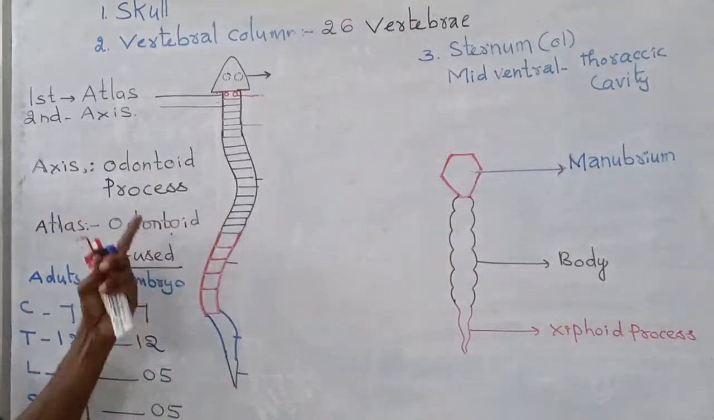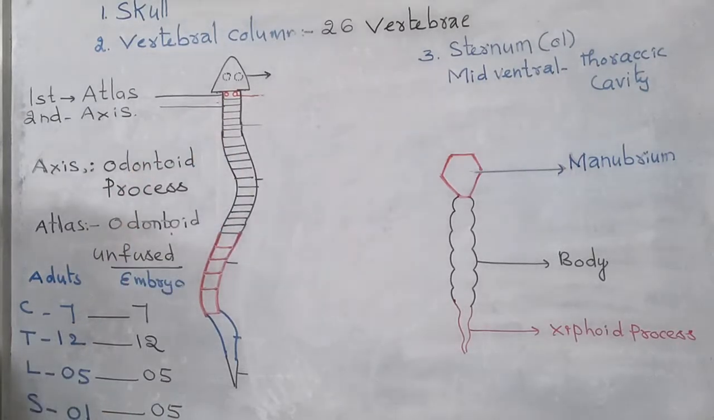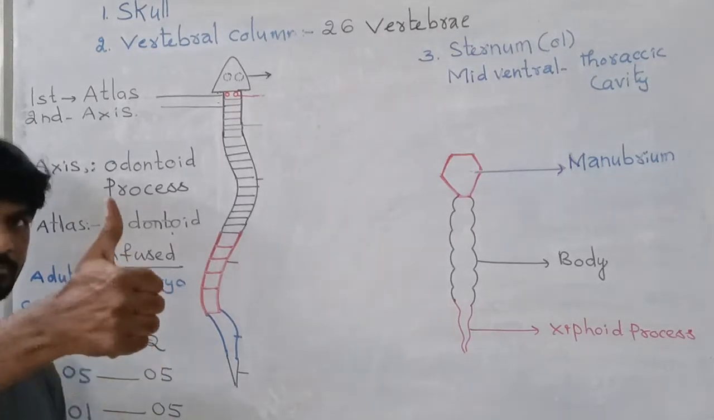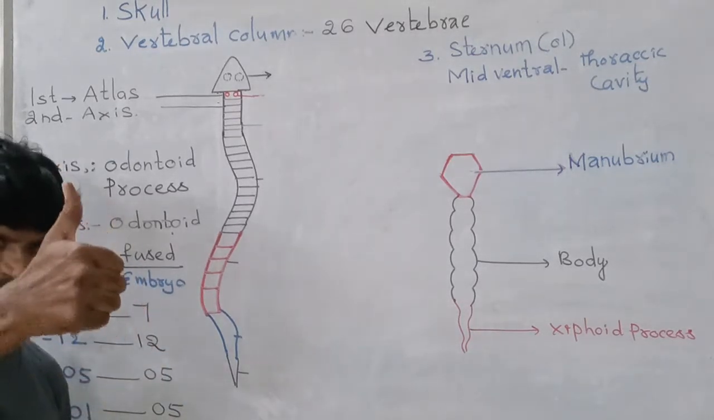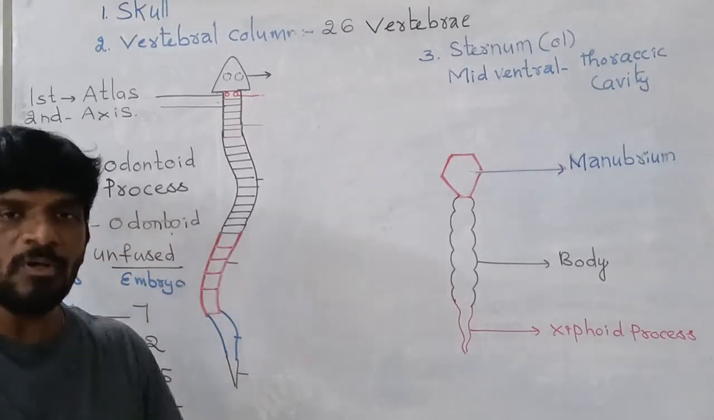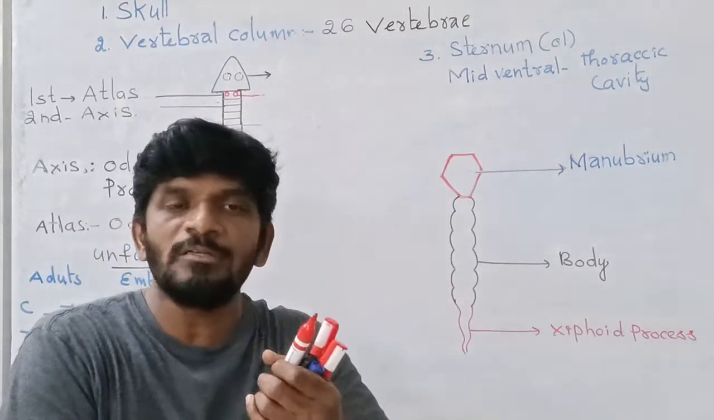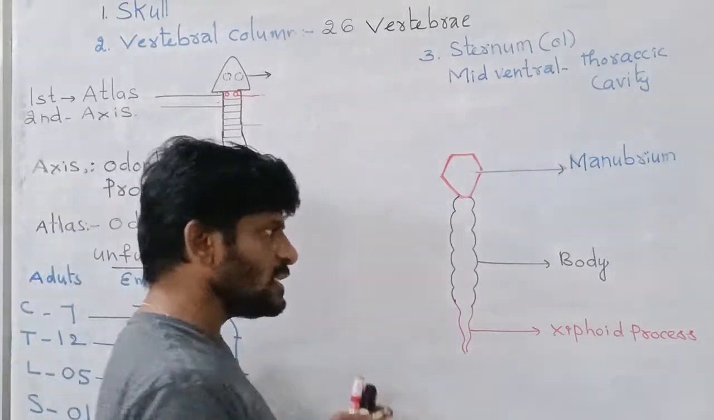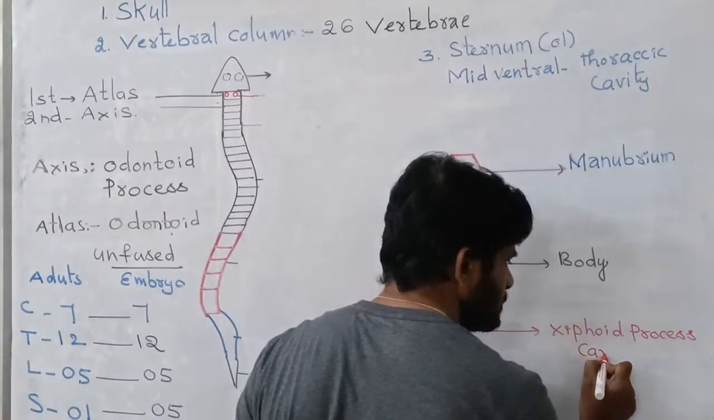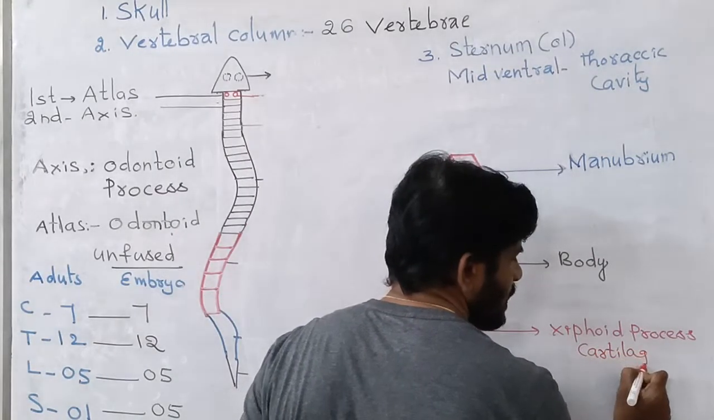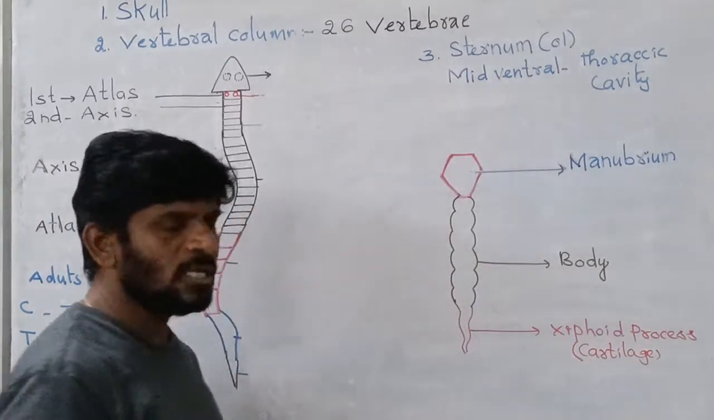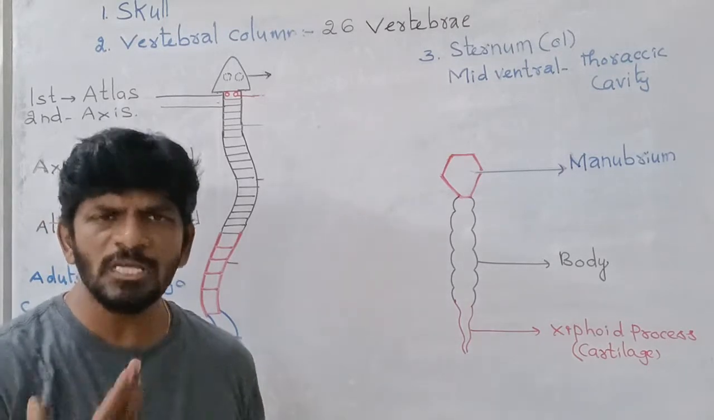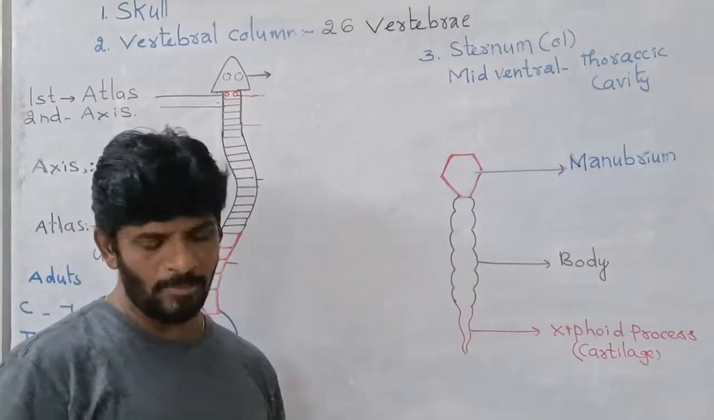In my previous lecture I discussed one odontoid process. Odontoid process is a process of the axis bone. The odontoid process articulates with the odontoid canal of the atlas. Therefore, the atlas rotates. Here is a xiphoid process. Actually, the xiphoid process is nothing but a cartilage, but it is part of the sternum. So, these are the three parts of the sternum. The structure of the sternum is over. Structurally, the sternum contains a single bone, but the parts are manubrium, body and xiphoid process.